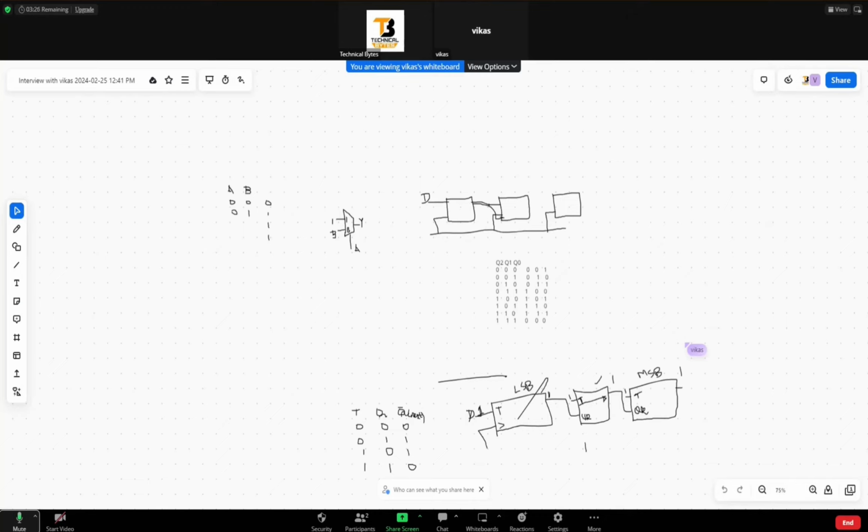But we need 0 0 1. Okay, try putting a NOT gate at the output of the first flip flop and then apply it to the clock of the second flip flop. Then try to see what is happening. Okay, immediately we are getting 0 0 1. When 0 was there, 1 was going to the second flip flop, right?